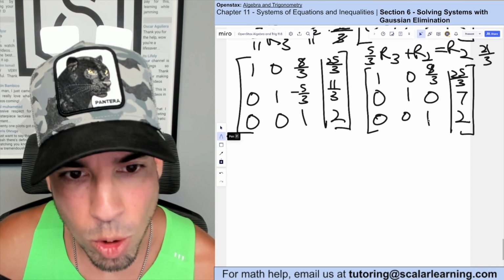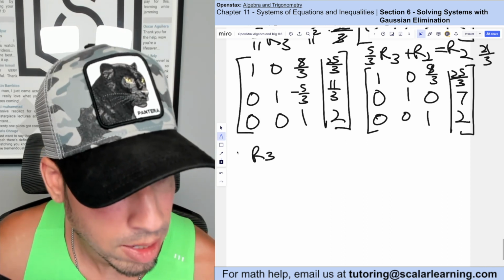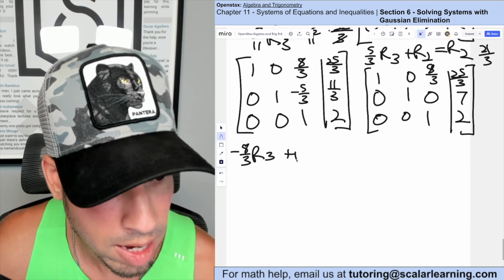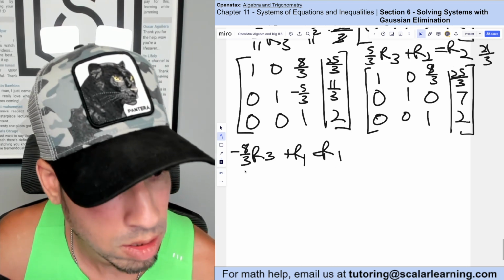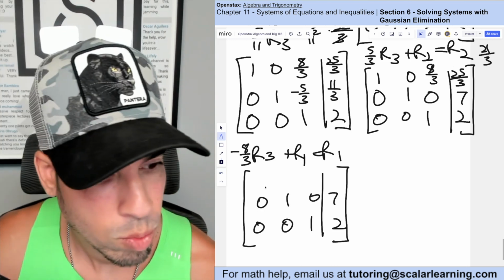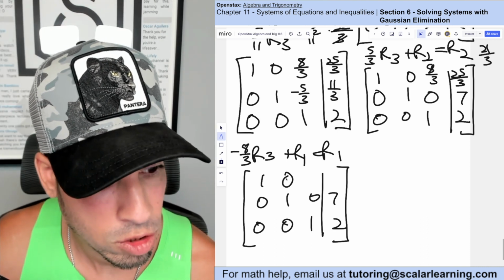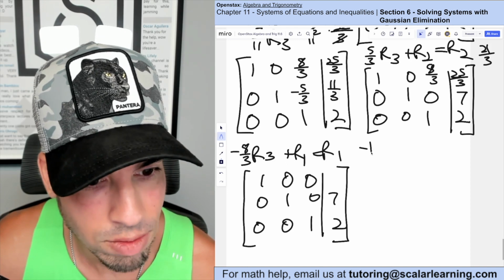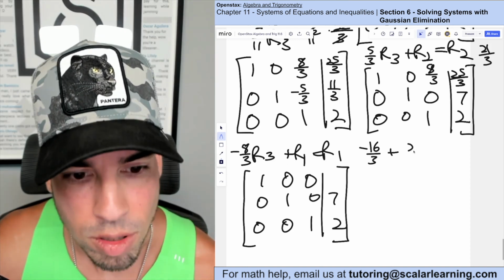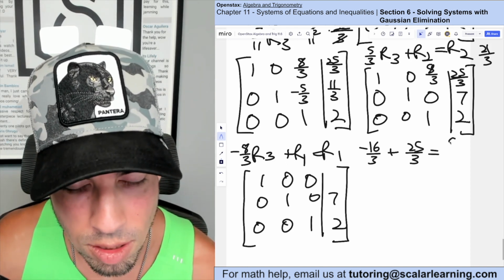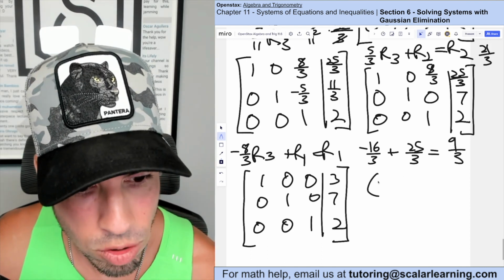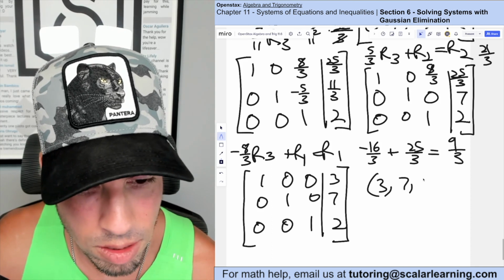Last but not least, we're going to multiply row 3 by negative 8/3 to flip that to a 0. So we're going to add it to row 1 to get a new row 1. Let's write it out. So we got 0 plus 1 is 1. 0 plus 0 is 0. Negative 8/3 plus 8/3 is 0. And then we got negative 16/3 plus 25/3, which is 9/3, and that reduces to 3. So our answer is 3, 7, 2.